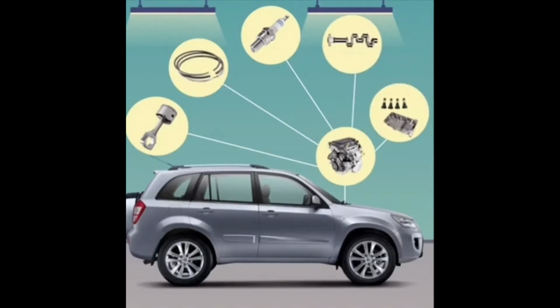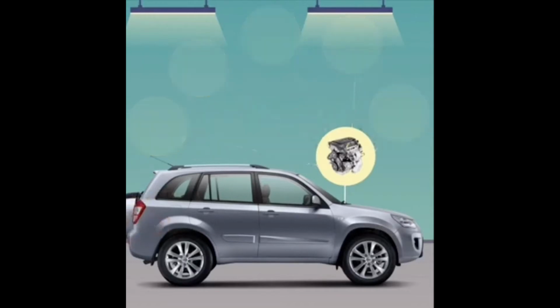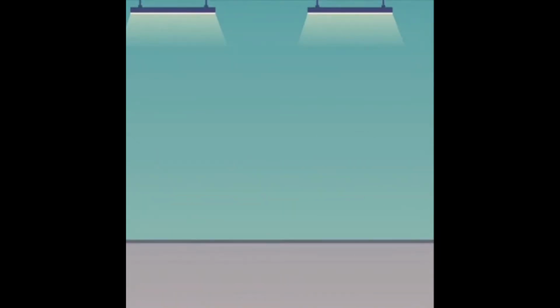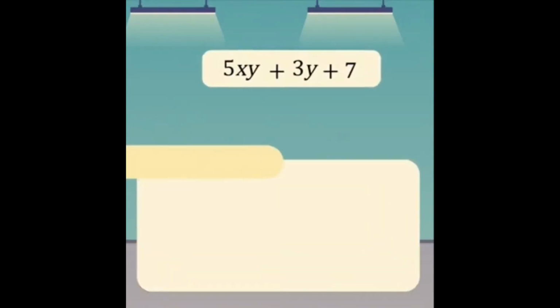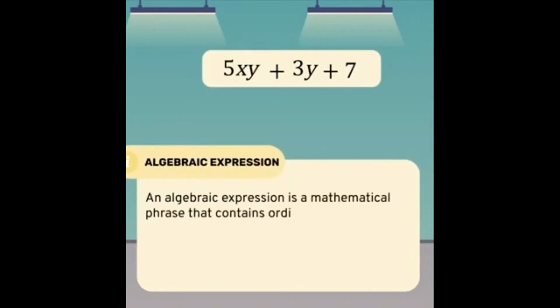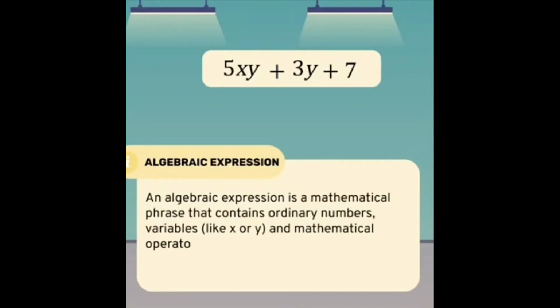So, basically, many small parts are put together to form bigger parts, and the bigger parts are put together to manufacture a car. Here's an algebraic expression. An algebraic expression is a mathematical phrase that contains ordinary numbers, variables like x or y, and mathematical operators like add, subtract, multiply, or divide.